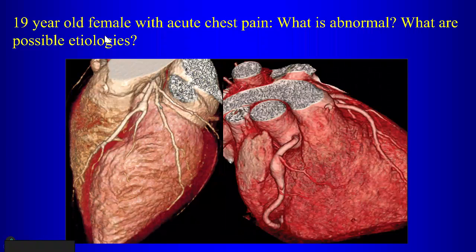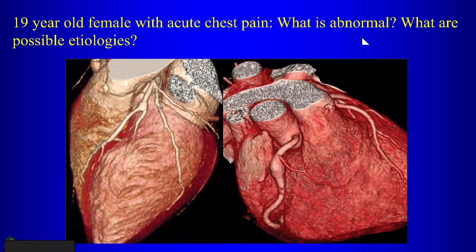So here we have a young woman with chest pain, and we have some volume rendered views here. What vessel is this? Left main. Left main, this one, LAD. LAD, this one over here, circumflex, this one here. Yeah, you might call that a ramus intermedius. This one over here, RCA, right? That's the right coronary artery.